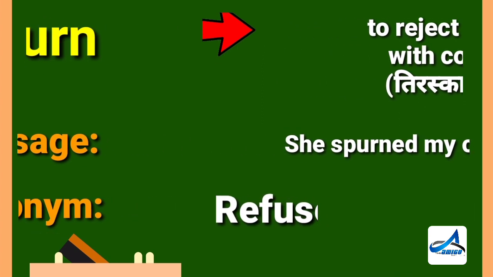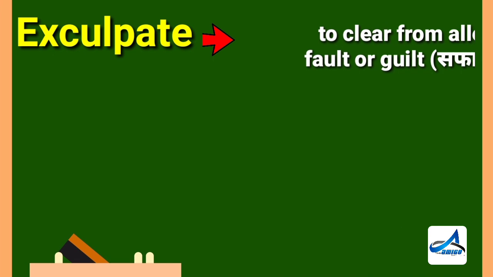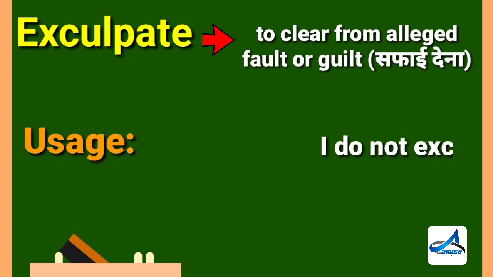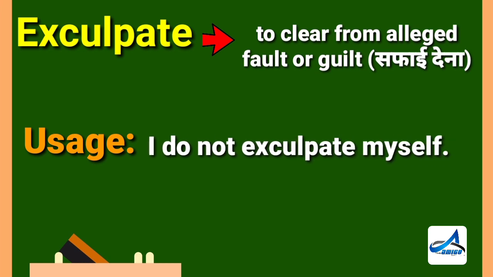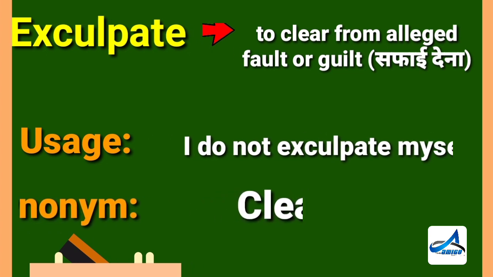The next word that I have for you is exculpate. It means to clear from alleged fault or guilt. Its Hindi meaning is safai dena. Now look at its sentence. I do not exculpate myself. Its synonym is clear. Last but not least is triumphant.